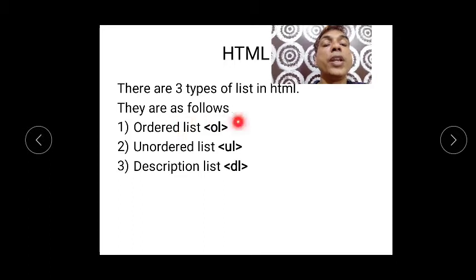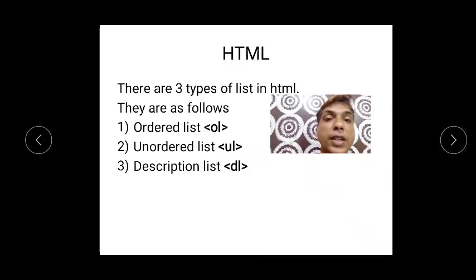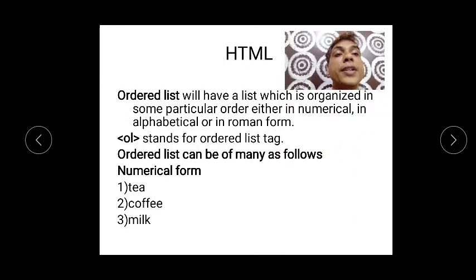Okay, numbering and bullets. Now, there are only three types of list in HTML. The lists are ordered list, unordered list, and description list. I think ordered list you can say like numbers, unordered lists like bullets, and description list, when we take an example, that time we will see. Okay, now let's go to the next slide.